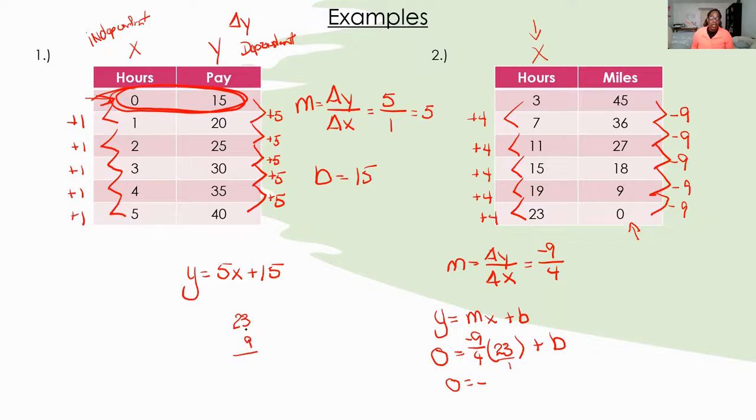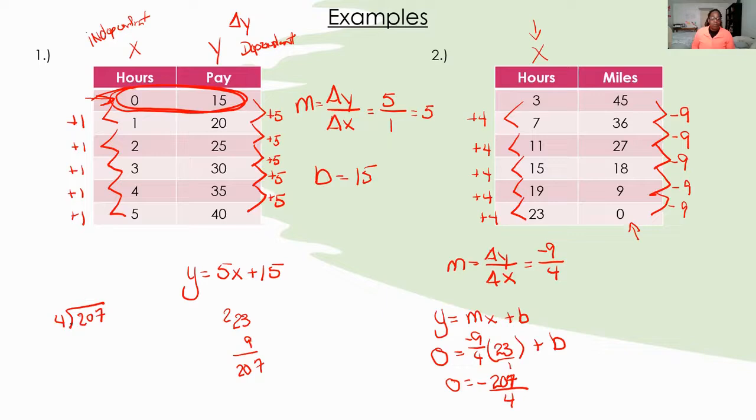So 3 times 9 gives me 27. 18, because 2 times 9 gives me 18, plus 2 gives me 20. So we have a negative 207 over 4. So you're probably saying, well, can we reduce that? I'm like, you probably can, to give you a decimal, and that's perfectly fine. So let's take it over here.